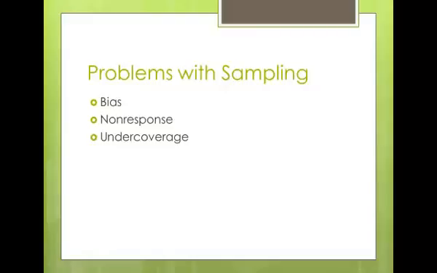Bias is a very bad thing to have because in a biased sample, you can't draw any inference about the population from it. Another problem that we can get with sampling is called non-response. Non-response is a very serious error too.